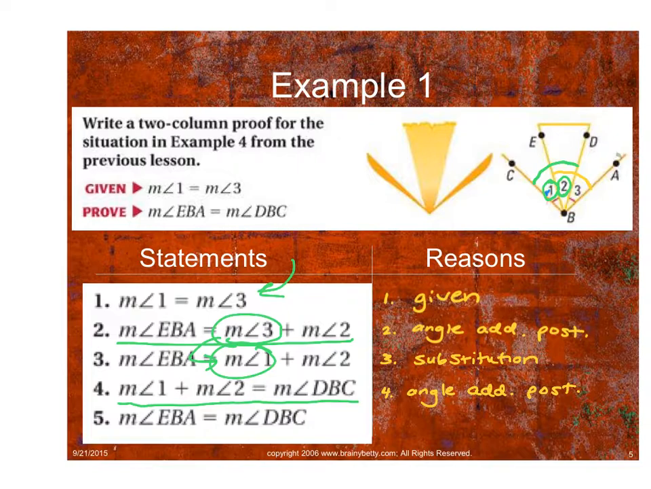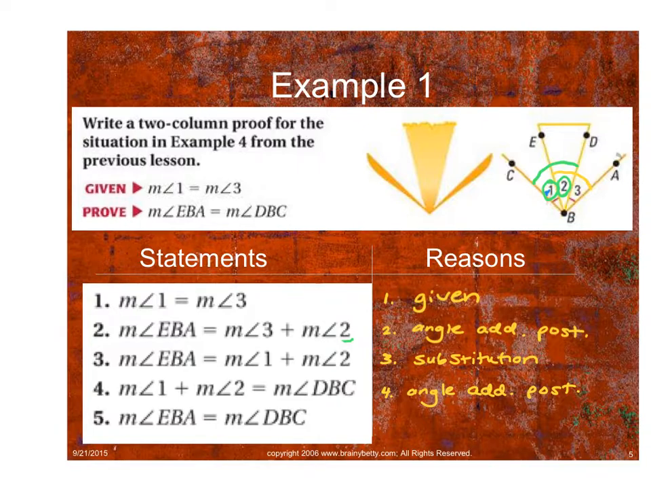And then the last statement says that the measure of angle EBA is equal to the measure of angle DBC. How'd we get there? I think symmetry. You're close. So this is the hardest one because transitive is one object equals a second object, and that second object equals a third object, so I join them together.